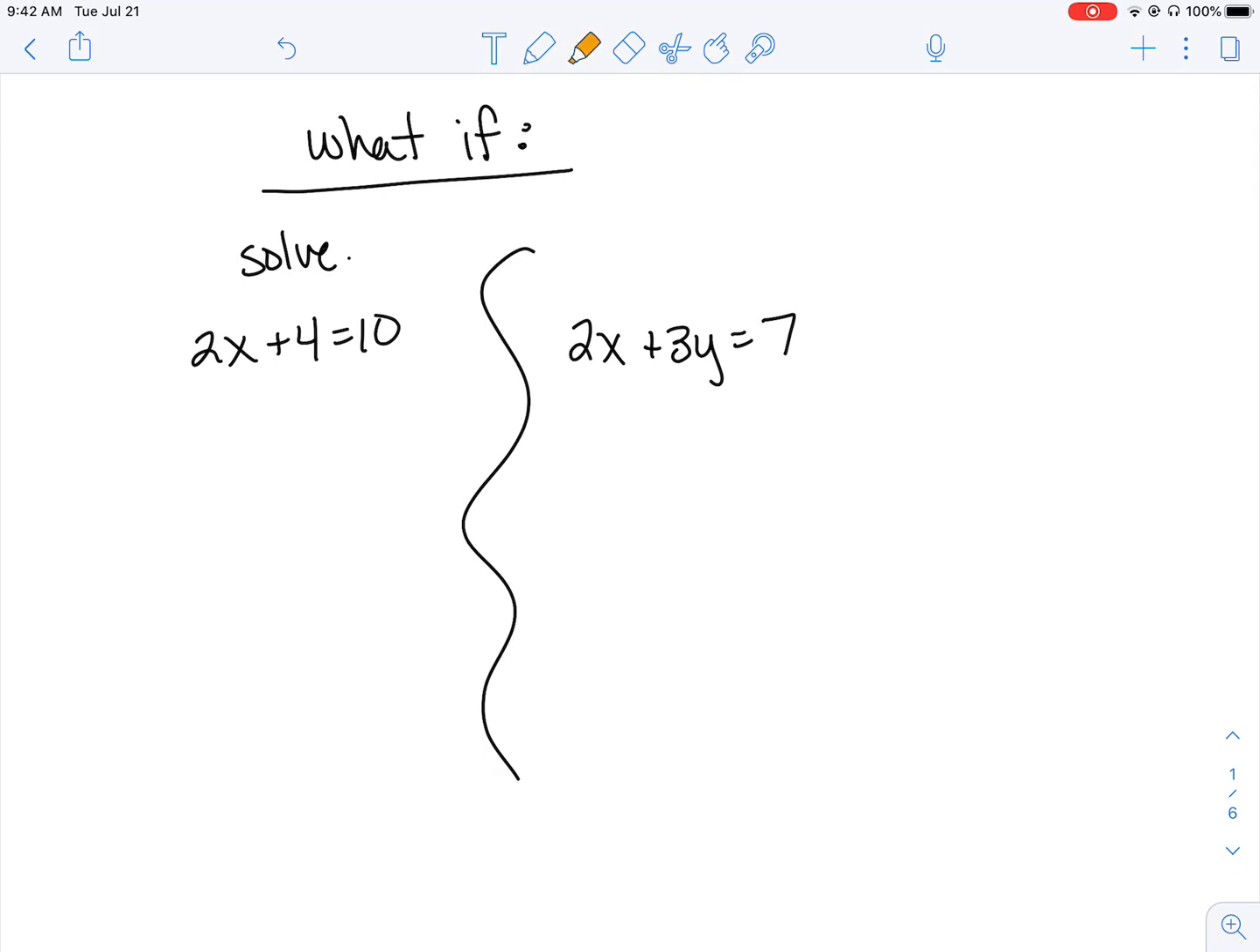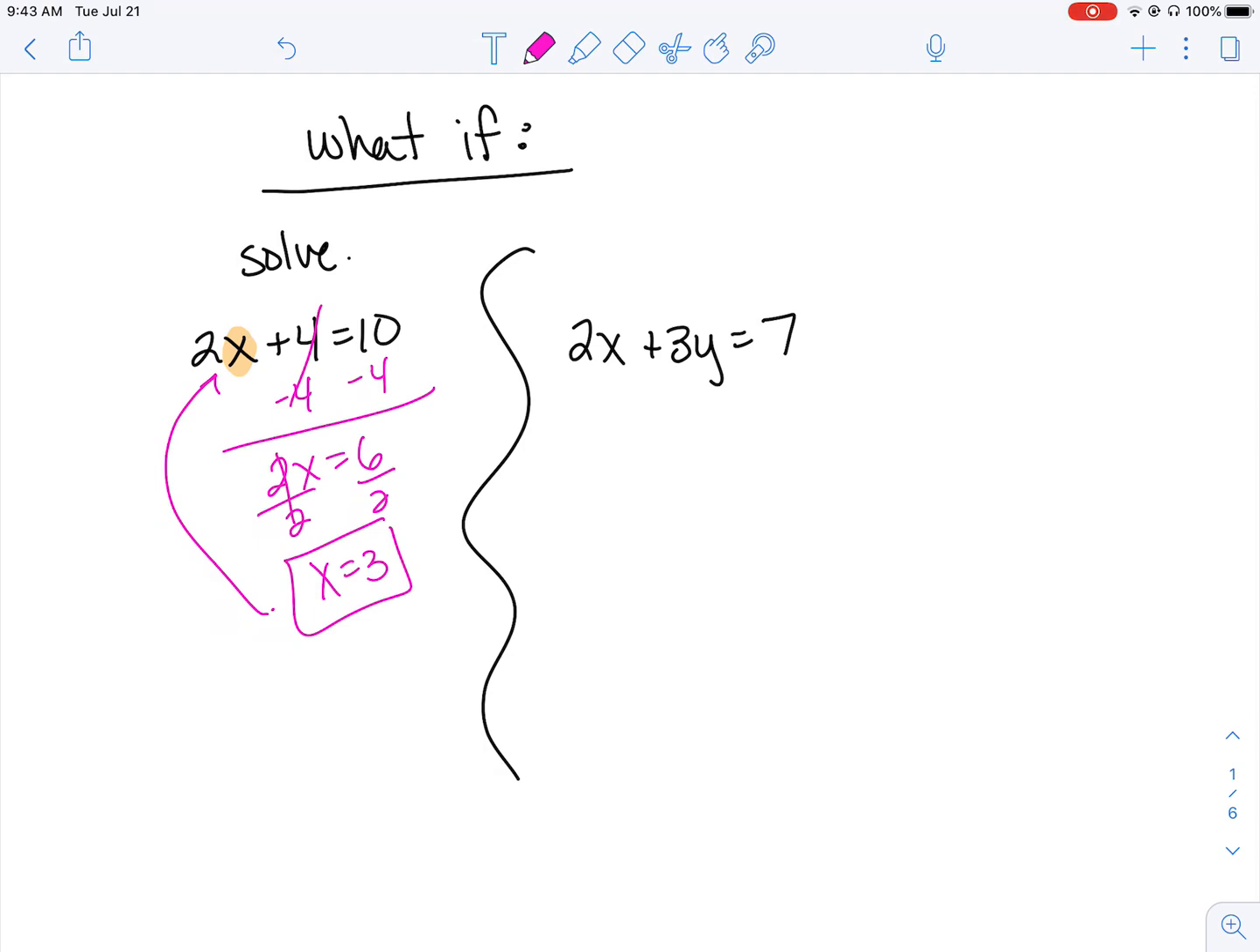If you look at the problem on the left, we notice that there is one variable, an x, and we can get that x by itself to get the equation to say x equals in order to solve it. Remember, we can subtract 4 from both sides, we can divide by 2, and we can say that x equals 3. We could always double check by plugging a 3 into my original to make sure that it is true and works in the equation. But what if I gave you the equation on the right?